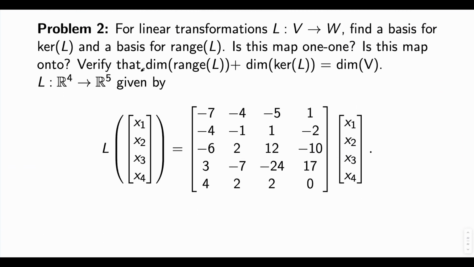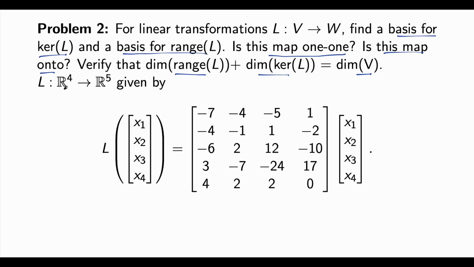Now let us do one more important problem. For a linear transformation L from V to W, find a basis for kernel L and a basis for range L. Is this map one-to-one? Is this map onto? Find the basis, find the dimension of the kernel, find the dimension of the range, and then verify the dimension theorem, right? These are all we have to do.